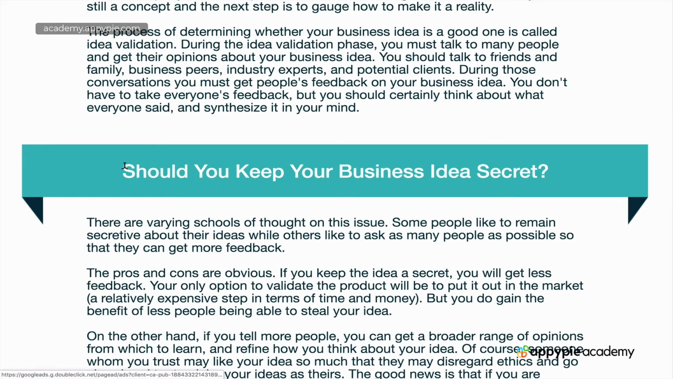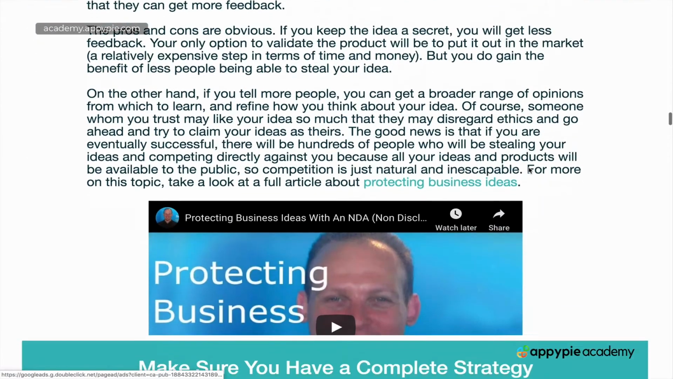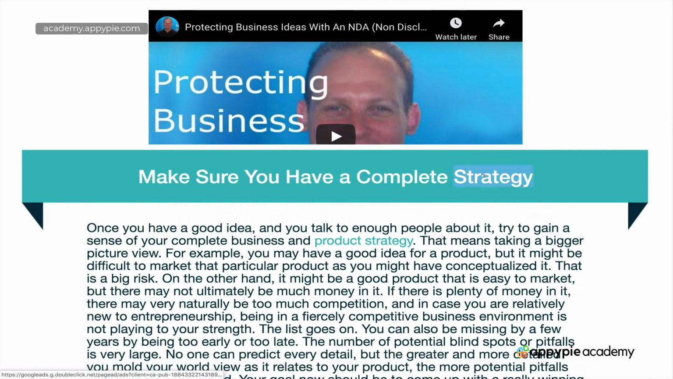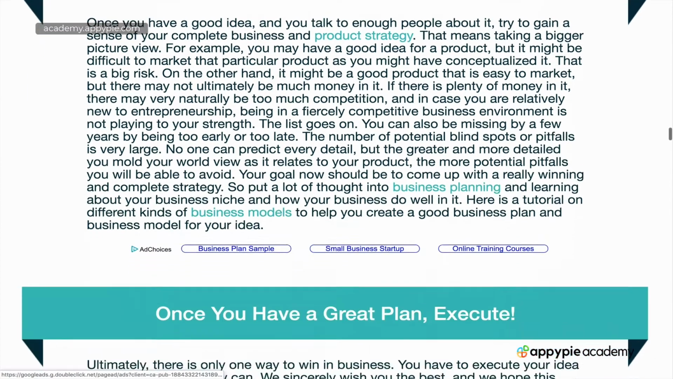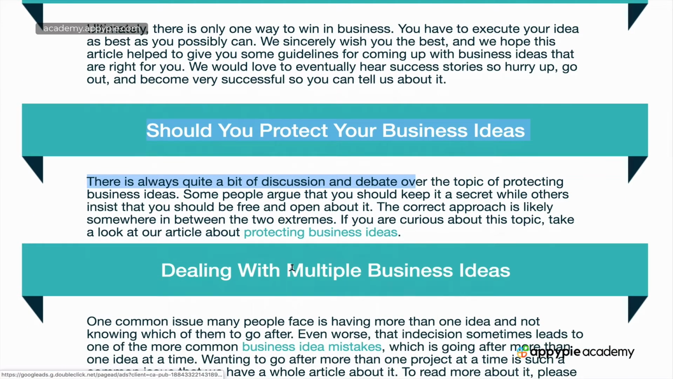Should you keep your business idea secret? Should you be private about it? You see, these are long tail keywords of the short tail business idea keyword. You see, these are longer variation, and I can keep going. Like I got the word strategy here, plan. Should you protect your business idea, which is a little repetitive what we've had before, but still multiple business ideas.